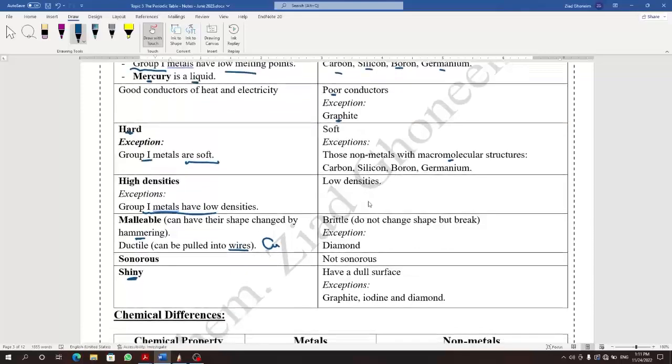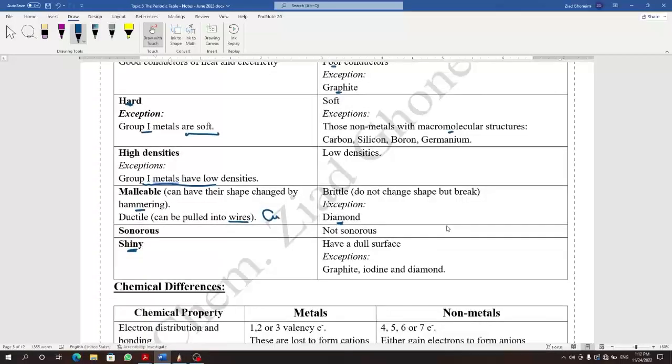They are brittle, which means that they do not change their shape, but they break. If you try to hammer some graphite, it will just form a powder. It will not form a wire and it will not change its shape. Except, of course, for diamond. Diamond isn't brittle. It's actually the hardest element known. They're not sonorous and they have a dull surface, which means that they do not reflect light. That's the meaning of shiny. Shiny means that the metal reflects light, right?